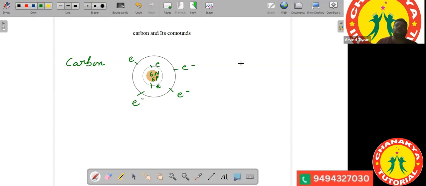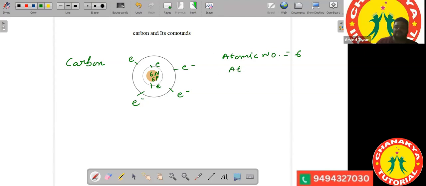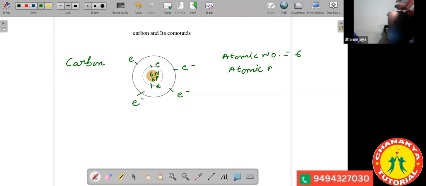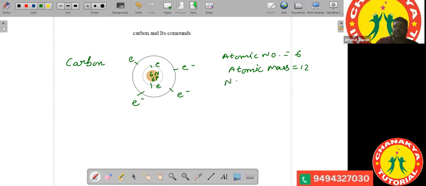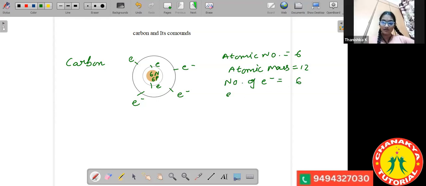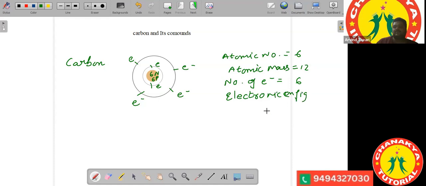Overall, carbon has atomic number 6. Its atomic mass is 12. The number of electrons is 6. The electronic configuration is 2, 4.